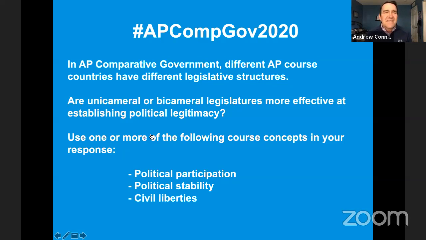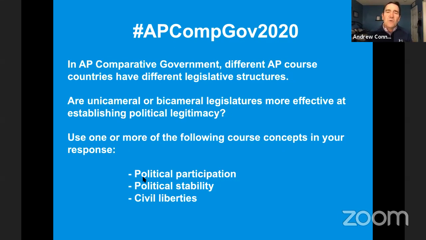And that is in AP Comparative Government. Different AP course countries have different legislative structures. Pretty standard here: are unicameral or bicameral legislatures more effective at establishing political legitimacy? So here we're asking you to take at least one different concept, unicameral legislature, understand what that is, and connect that to political legitimacy. But then you also have to connect at least one of these other core concepts into your argument, and at least one country, or two countries, to give a couple of different examples from.